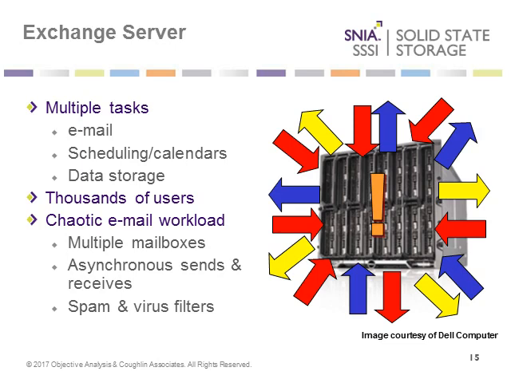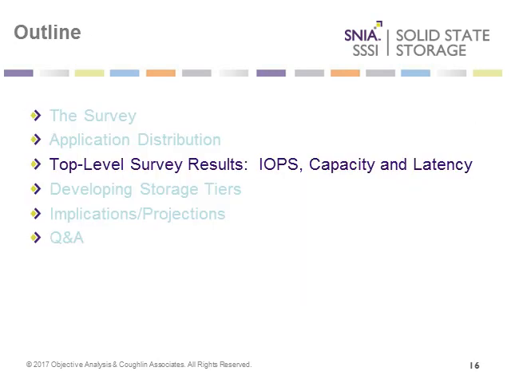We have one last case of these applications we'll talk about, and then Jim is going to give you some discussion of the actual data here. This is the Exchange service. This involves tasks such as email, scheduling calendars, general storage of attachments, things of that sort. There can be thousands of users, and it's a fairly chaotic workload that you're working with here. You have multiple mailboxes, asynchronous sends and receives, and also spam and virus filters and these sorts of things. So again, this is a summary of these key applications. If we move to the next slide, Jim can take over and talk to you about some of our top-level survey results. Take it away, Jim.